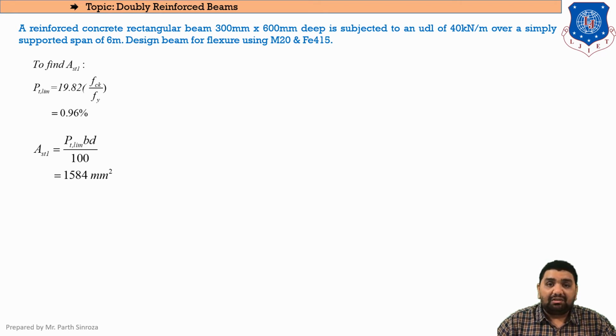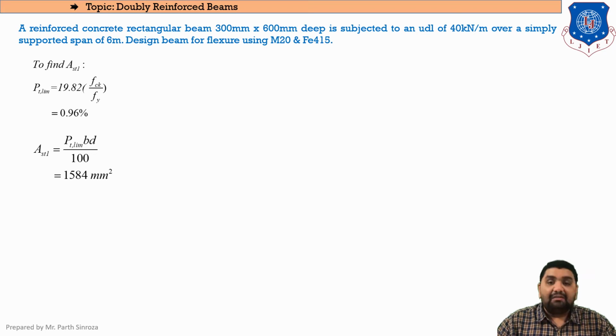B, that is width of section, D, that will be our effective depth. Overall is given in the question to be 600. Effective cover is not mentioned, so we'll be assuming it to be 50 mm. So here in the place of small d, we will be substituting 550. So solving it, we are getting an answer 1584 mm square.